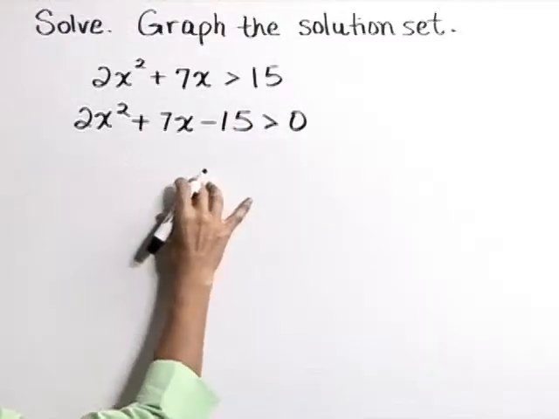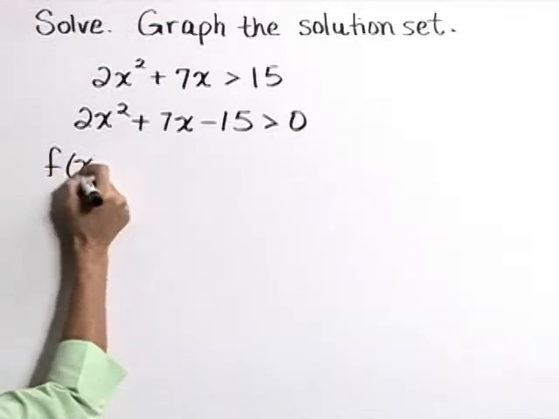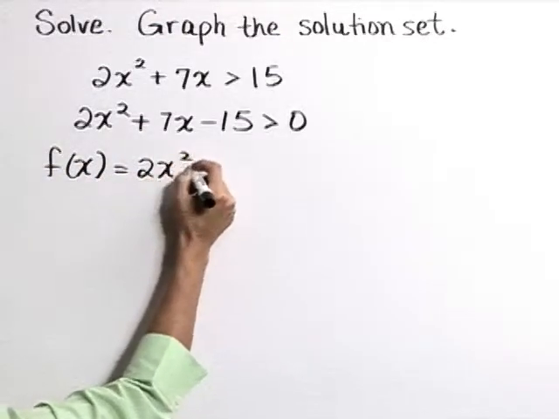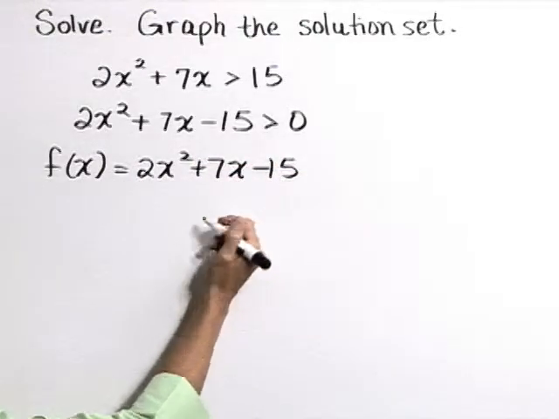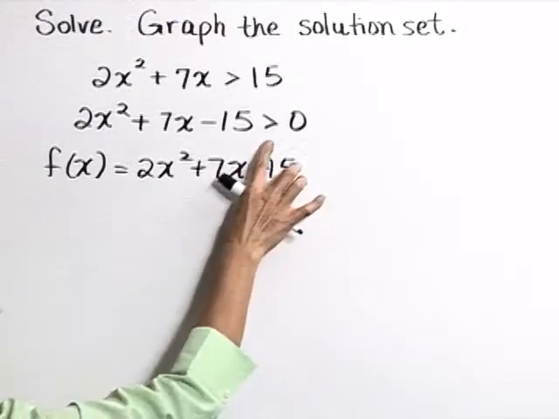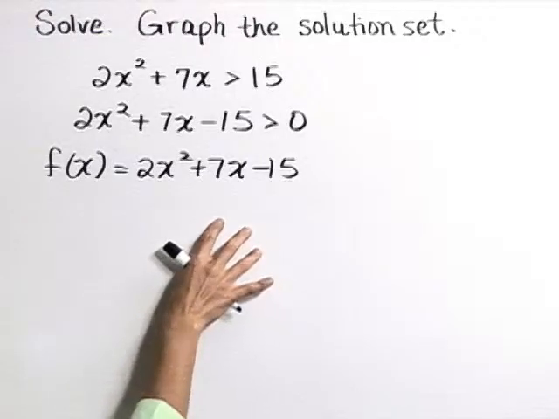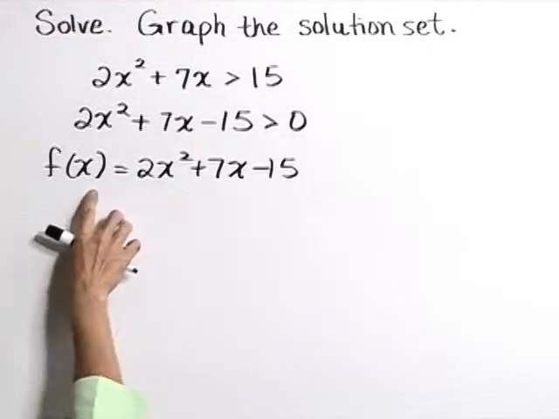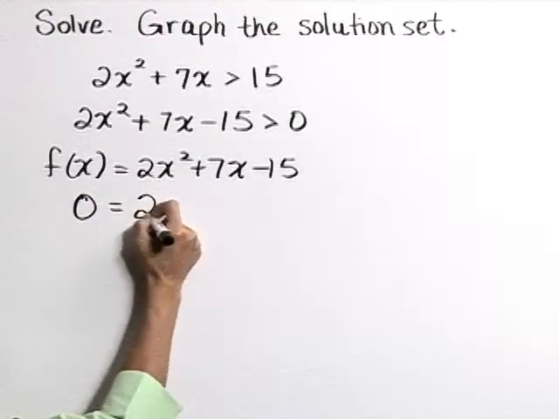Now, I'm going to take a graphing approach and set this left side equal to f of x. So f of x is equal to 2x squared plus 7x minus 15. We're going to quickly graph a sketch of this function and then determine where it takes on function values greater than 0. Let's start by finding our x-intercepts. We do that by letting our function value equal 0 and solving for x.